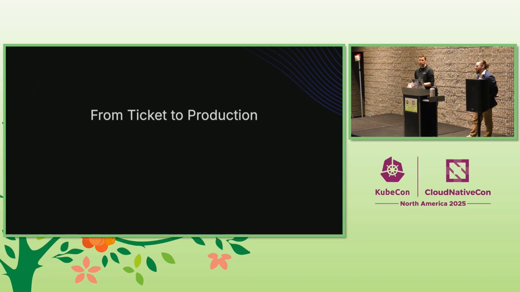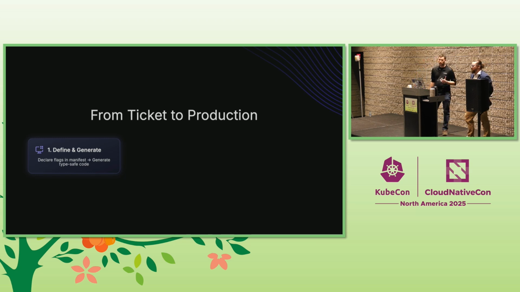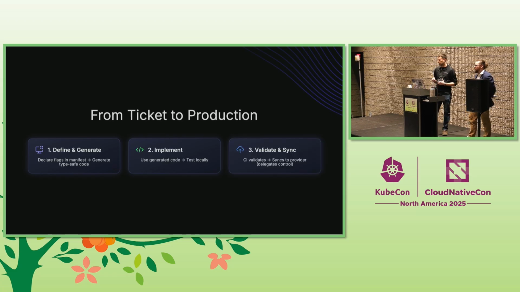Cool, so we went from ticket to production. So we started by defining and generating our flags locally using the CLI in our IDE. Then we used that generated code and tested it locally. We were able to put our feature behind the feature flag and have that nice developer experience. And then finally, we were able to take advantage of CI to highlight the changes, communicate with the team, and then push those configuration changes to our flag management system.